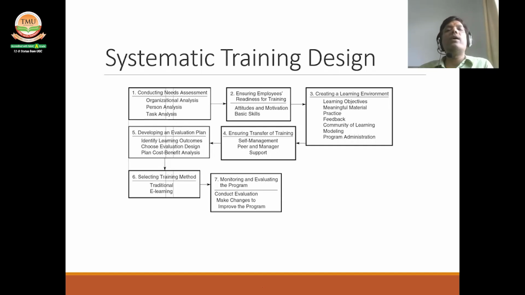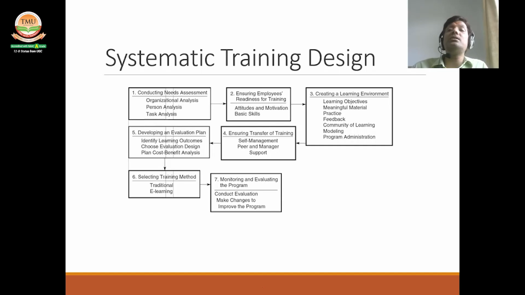Now, point 6 says you have to select which type of methods for training you want to adopt, whether you want to go for traditional methods or you want to go for e-learning. Traditional methods means that you have to hire some instructor from outside, and that instructor will come to the organization and train your employees. E-learning means electronic learning, where you do not require an instructor at your place. Video conference can be used, or we can have online sessions, or we can ask the employee to go through online chapters and lessons available. This is e-learning.